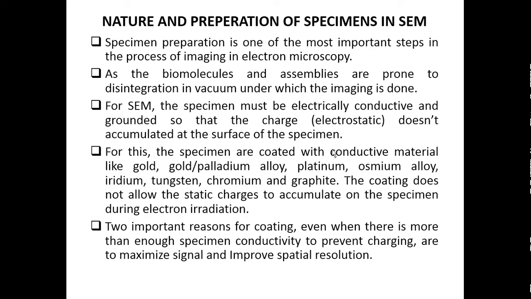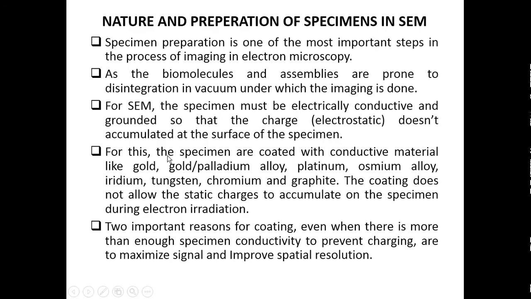So what happens, since it is hitting at a very high energy? There are usually chances to accumulate electrostatic charge over the surface. And if there is electrostatic charge over the surface, whatever measurement is being taken is erroneous. So we have to ground that electrostatic charge immediately as it occurs. That electrostatic charge accumulated over the surface of the specimen must be grounded.